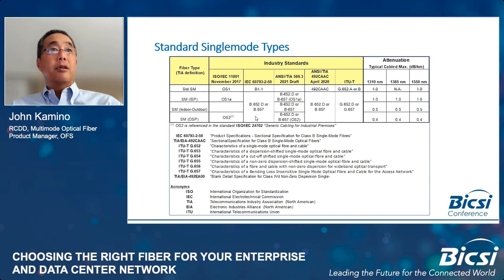However, TIA has incorporated one additional fiber type, what they call indoor-outdoor. You can see that each of these fiber types differ primarily by the attenuation at 1310, 1385, and 1550. The inside plant cable has the highest allowed attenuation because those lengths are typically shorter, where the outside plant, because the lengths are longer and the attenuation budgets may be more stretched, has the lowest attenuation requirement. Indoor-outdoor then is somewhere in between the two.